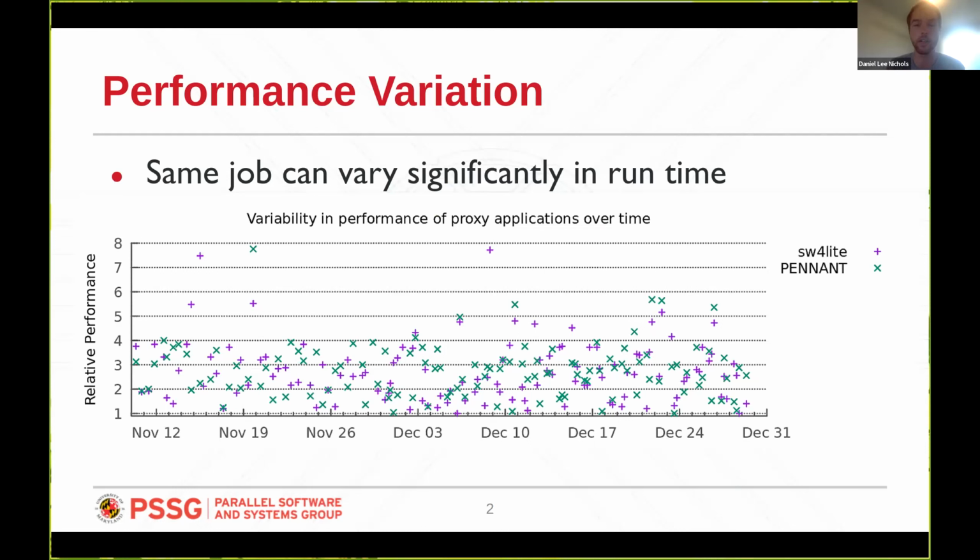Just for example, here we show two different applications, SW4Lite and Pennant, run on an HPC system over the course of almost 2 months. Along the y-axis we show their performance relative to the minimum recorded runtime for each application. You can see there's a fairly decent spread in relative performance over these 2 months, even sometimes up to 8x relative performance for each of these applications running the same exact thing. So this is a pretty common problem on HPC systems.